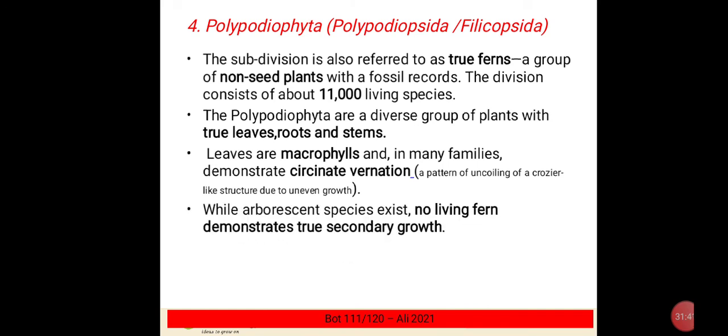Now, the other point, we have also non-living fern, which demonstrates true secondary growth. Therefore, members of this division Polypodiophyta show secondary growth, consisting of non-living fern. This non-living fern means that they are fern, but they are like dead. They are not living fern, which demonstrate true secondary growth. And they also have the adventitious roots, roots arising from the main roots. Some adventitious roots arise from the stem to the soil.